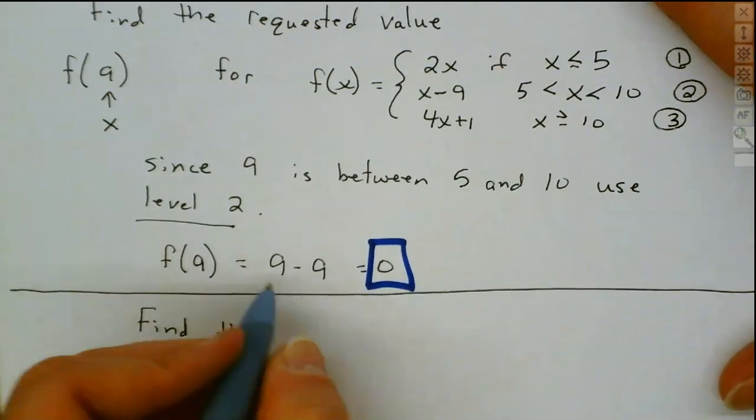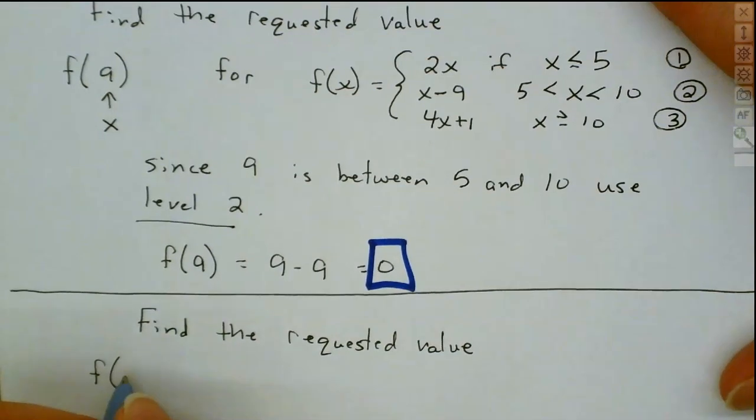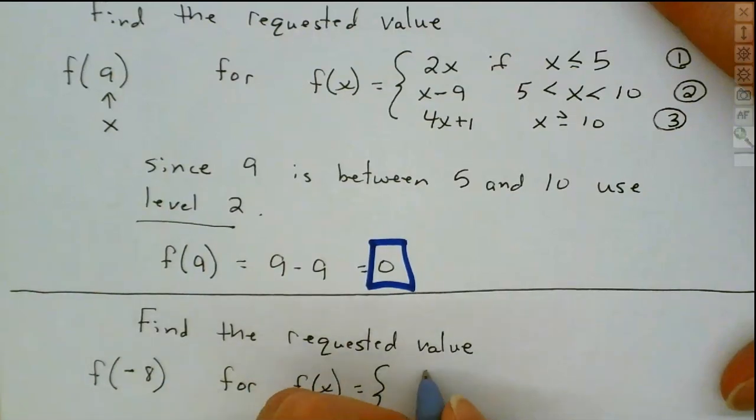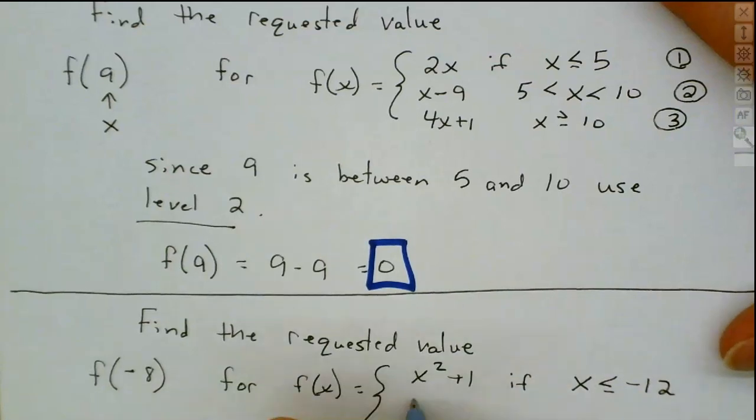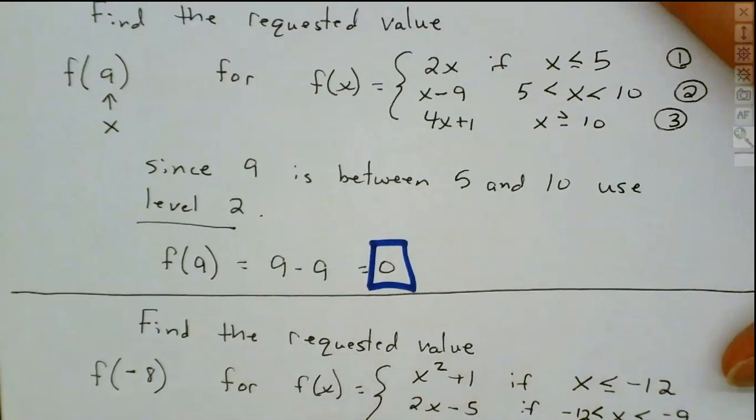Let's find the requested value. And let's say f of minus 8 for f of x equals x squared plus 1 if my x is less than or equal to negative 12, 2x minus 5 if x is between negative 12 and negative 9, and x squared plus 4 if x is greater than or equal to negative 9.